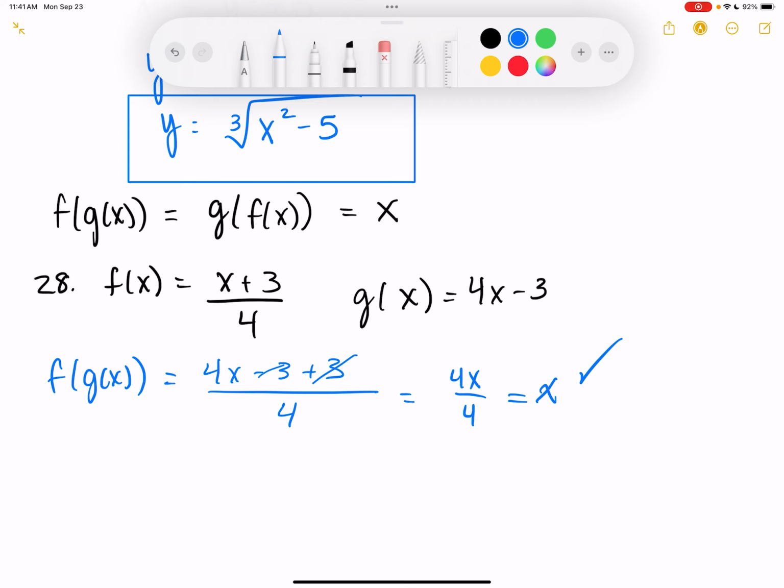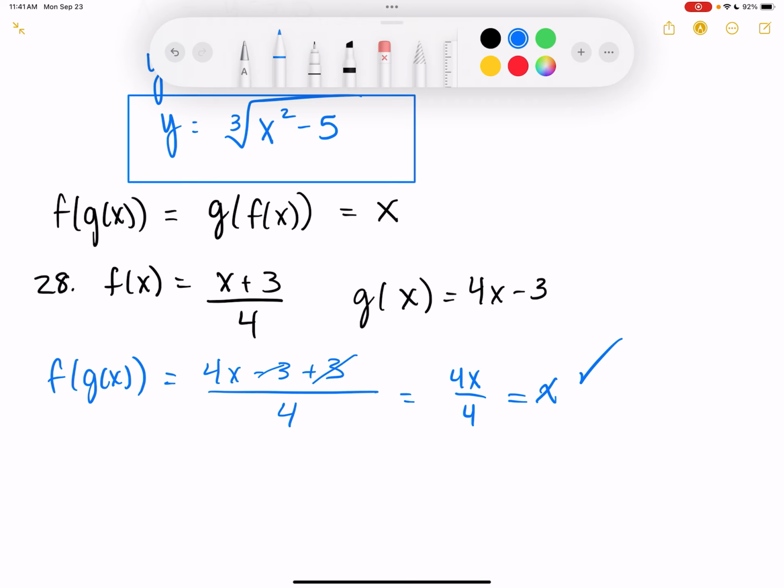Now, hold on, let me back up. These problems, you have to do it both directions to check it, okay? When you're checking a problem to see if two functions are inverses of each other, if you have found the inverse, you don't really need to do it both ways, because if one works, the other one is going to work.